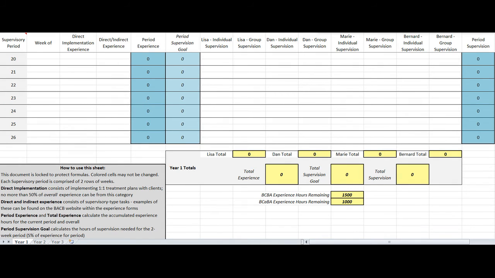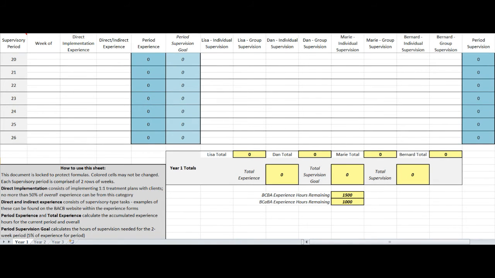And then finally, we have our BCBA experience hours remaining and BCABA experience hours remaining. So this is kind of your countdown to see how many hours of experience you have left until you're ready to register for your exam. These yellow cells are the one exception to the rule for colored cells on this sheet. You can actually delete these if you would like. So if you are working towards your BCBA exam, then go ahead and just delete the cells for BCABA experience hours remaining.